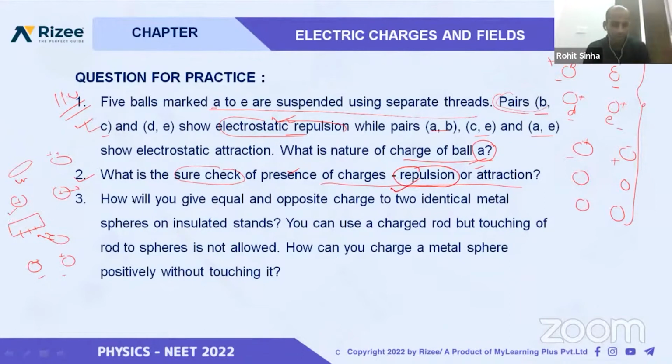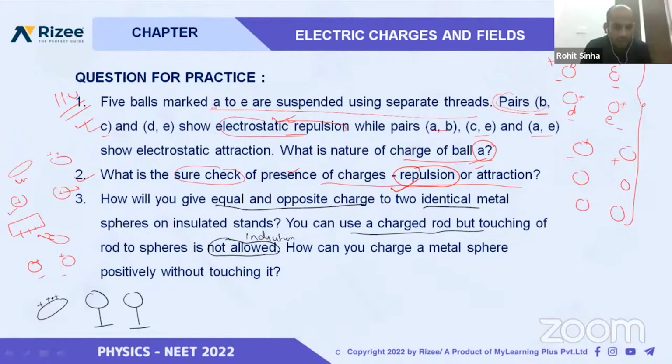Third question we can discuss here. Third question is that how will you give equal and opposite charge on two identical metal balls on an insulated stand like this? You can use a charged rod. We are having one charged rod also. Let us take positive charge, but touching of the rod is not allowed. The question is telling that touching is not allowed. That means induction method.